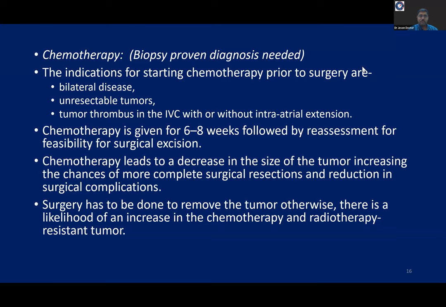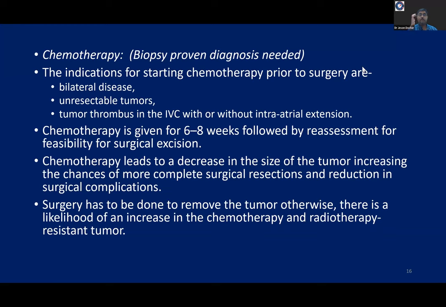Surgery has to be done to remove the tumor. Surgery is the prime modality of therapy, because otherwise there is a likelihood of developing a chemo-resistant or radio-resistant tumor. As such, Wilm's tumors are not very radio-sensitive. They are sensitive to chemotherapy. If you go on giving various cycles of chemotherapy, ultimately you might find that all these tumor cell lines become chemo-resistant, and the child will present with aggressive chemo-resistant disease. That is why surgery is the primary modality.